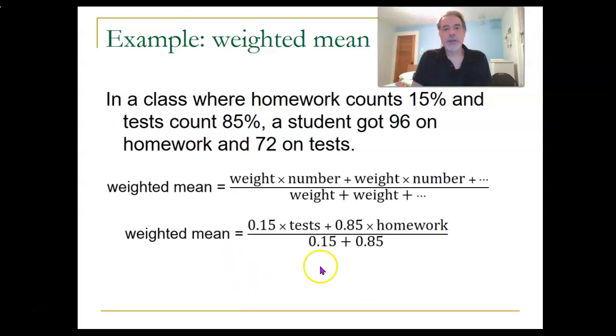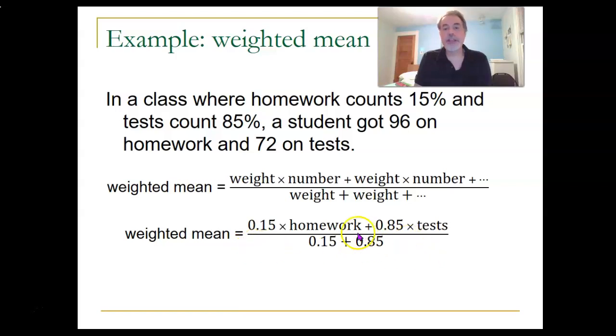So the weights here are 15% for, oops, I got this backwards, didn't I? Homework counts for 15% and tests count for 85%. So it's 0.15 times the homework score plus 0.85 times the test score. And then we divide by just the weights added together, 0.15 plus 0.85.